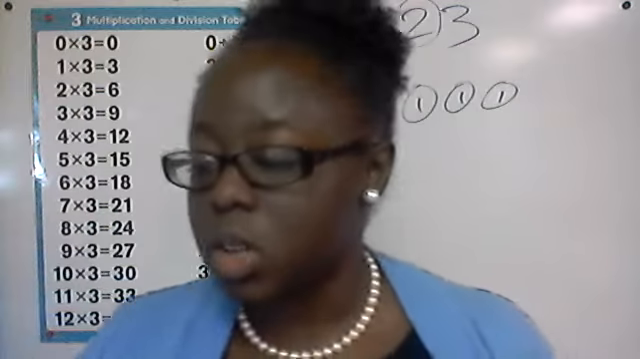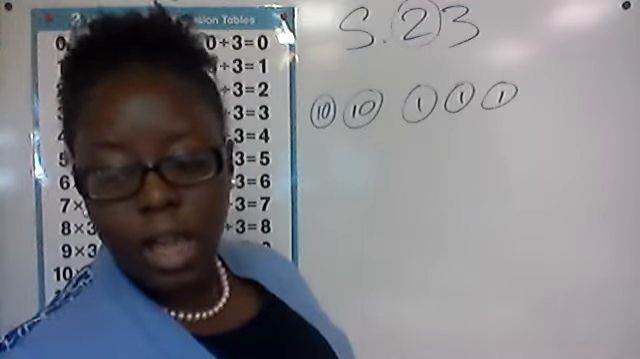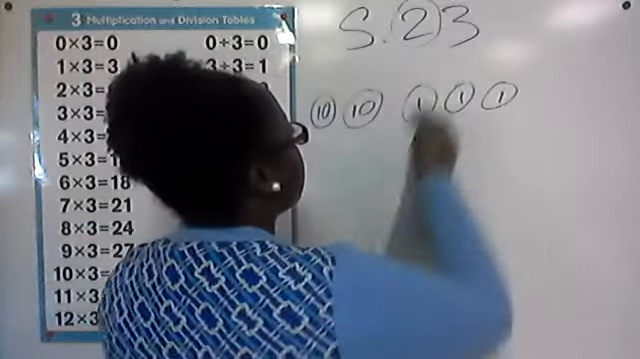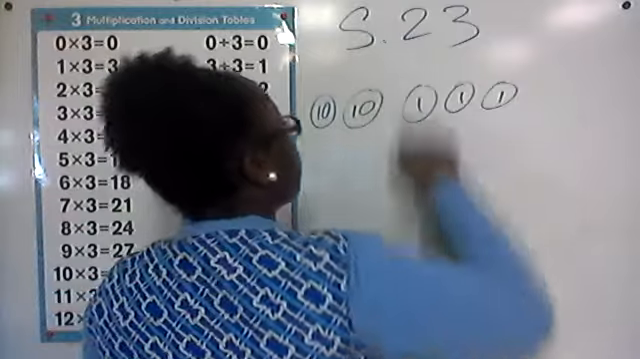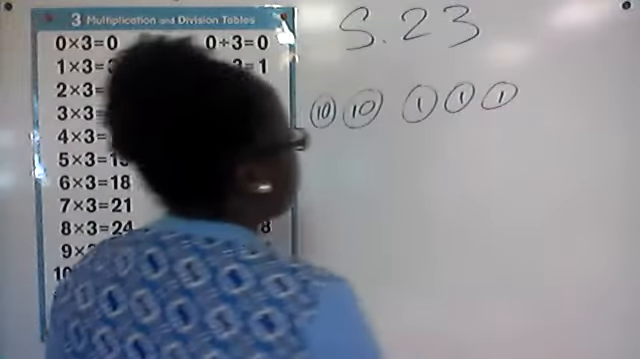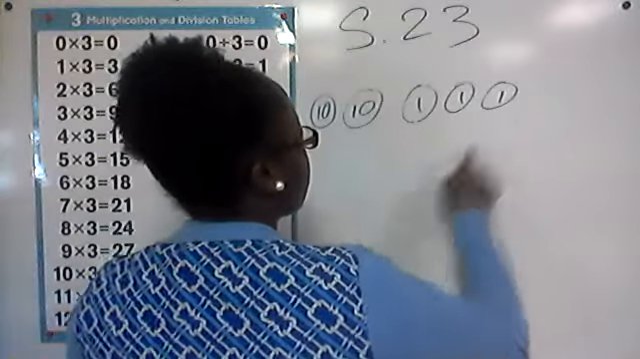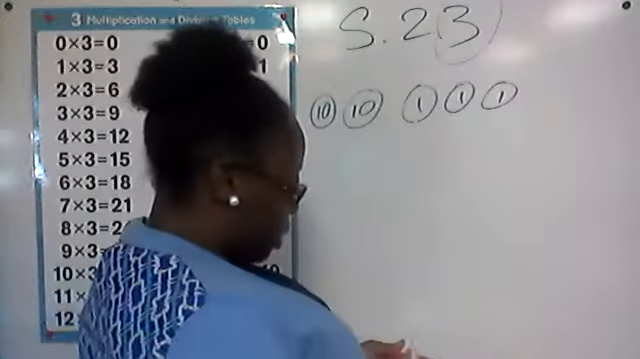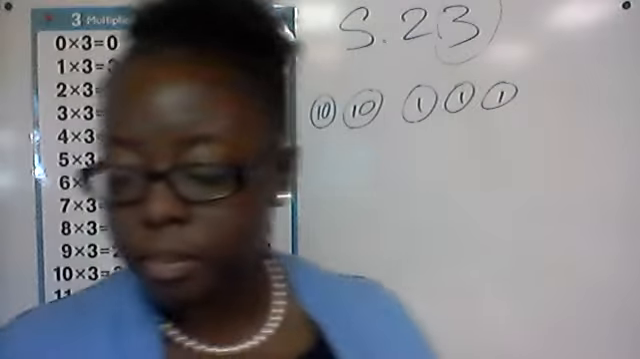The next section says circle the number of pennies in each amount. So you're using the exact same amount of change. All right, so looking at section number two, the first one is also 23 cents. So you're circling how many pennies you have. How many pennies do we have? One, two, three. So you're going to circle the pennies that you have in 23 cents, okay?